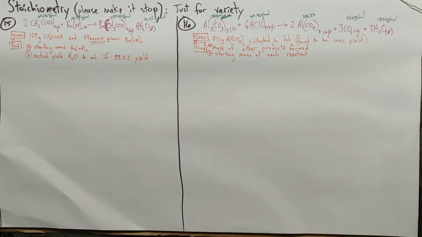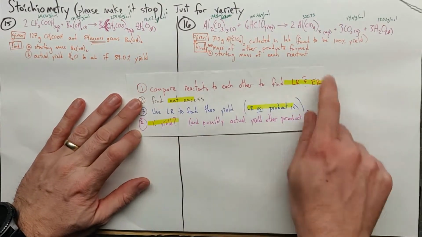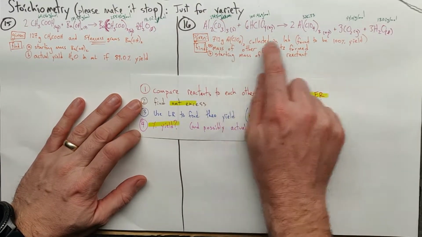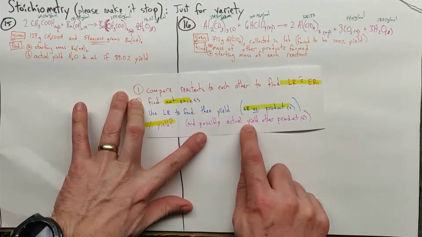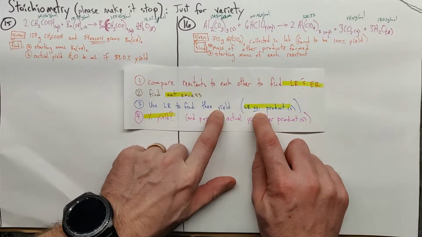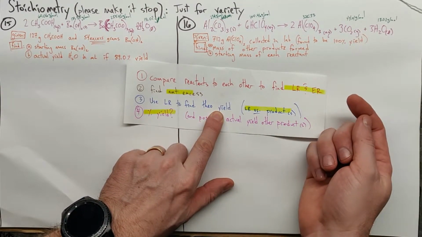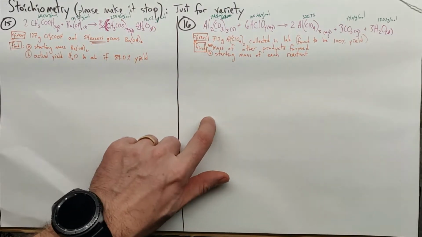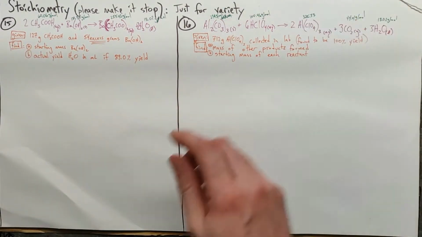So we're going to follow our basic steps like before. In this particular case, we've got a mass collected in lab, which would be an actual yield. But if we got 100% yield, that's also our theoretical yield, which we can then use to get everything else. So we'll start with this problem because I'm most awake on that one.